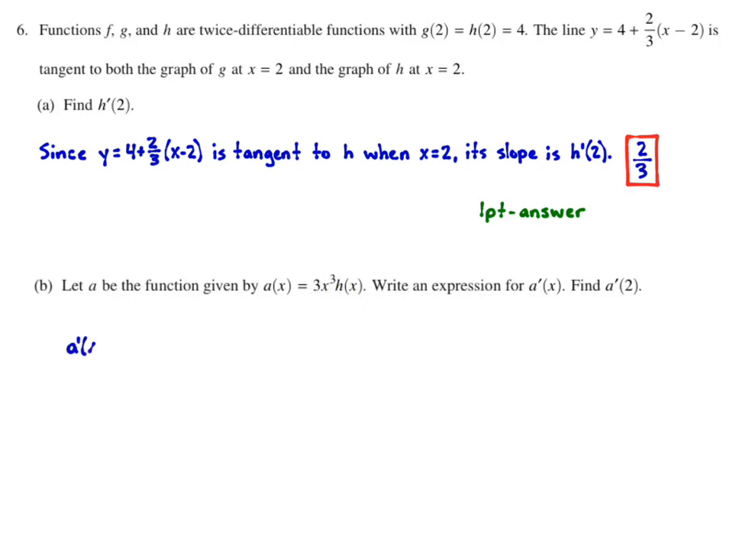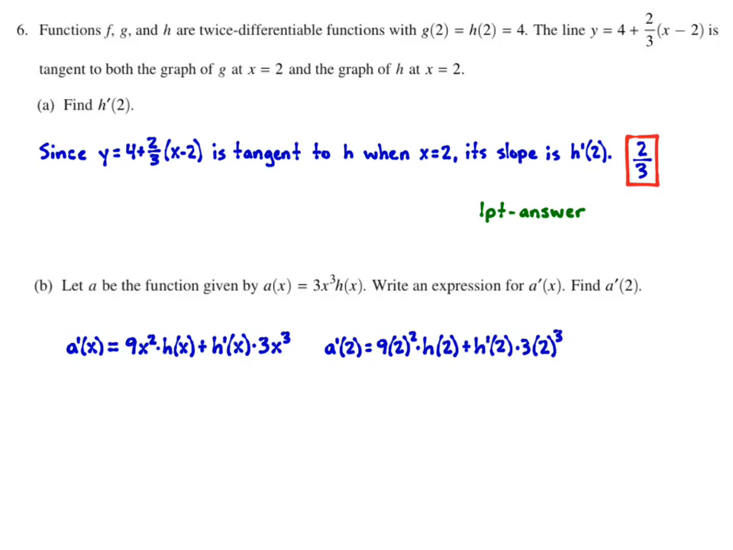So the derivative of the first thing is 9x squared, and then multiply that by h of x. And then the derivative of the second thing is h prime of x, and then multiply that by 3x cubed. So that is my a prime function. And now to find a prime of 2, I just need to plug in 2 and then simplify from there.